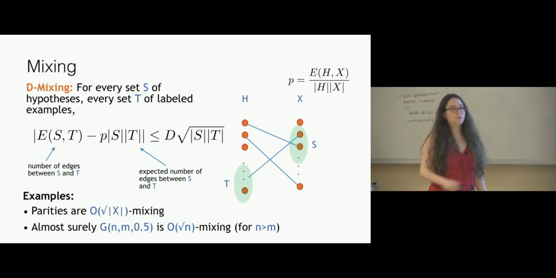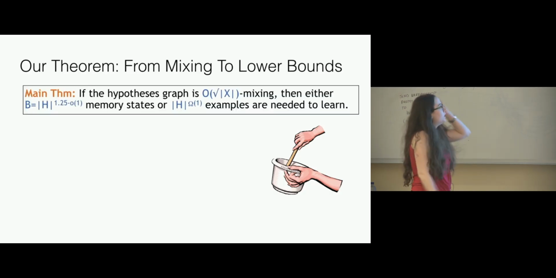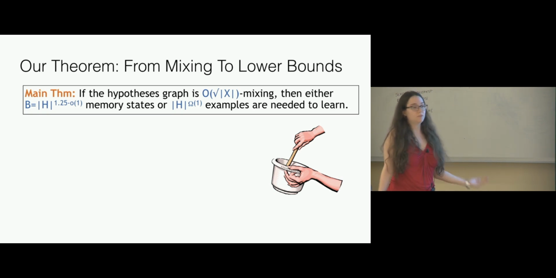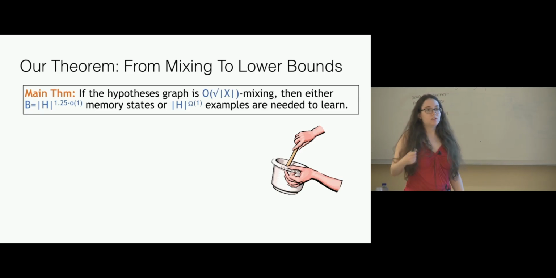Okay, now I can present you our theorem. So this is our theorem. If the hypothesis graph is square x mixing, and the bound on the memory is h to the power of 1 to 5, then we must use polynomial number of examples. Remember that the ERM algorithm used only log h examples. So there is an exponential increase in the number of examples that we use. In this case, we simply say that this class cannot be learned with bounded memory.